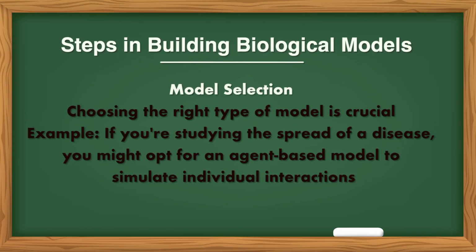Now, step number 2 is model selection. Choosing the right type of model is very crucial. The choice of model depends upon the nature of the biological problem and the availability of data. For example, if you are studying the spread of a disease, you might opt for agent based models to simulate the individual interactions. So, for gene expression analysis, machine learning models like random forest or deep learning could be more appropriate as compared to SVM or support vector machines.